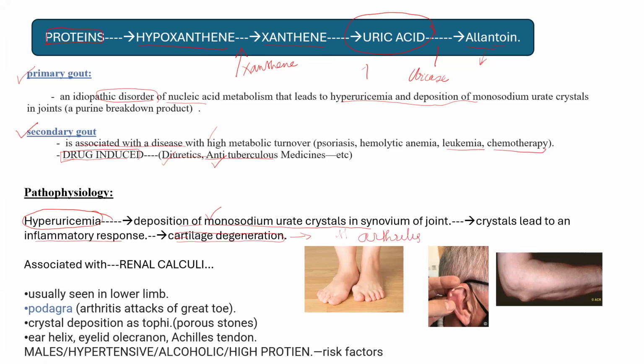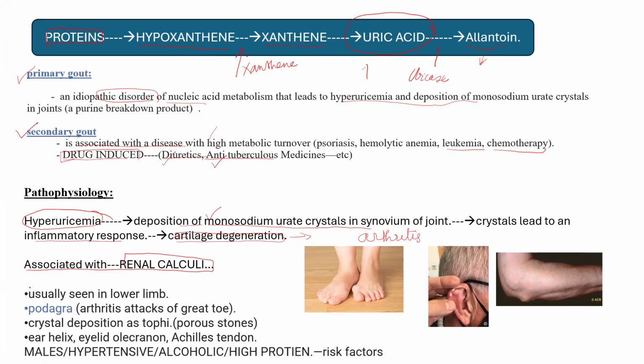Patient will have arthritis. Okay, so there is strong association of gout with renal calculi. So this is which type of crystals? Again, to recall, it's urate crystals. So what is the peculiarity of gout?